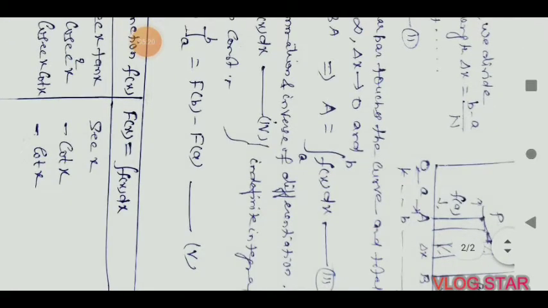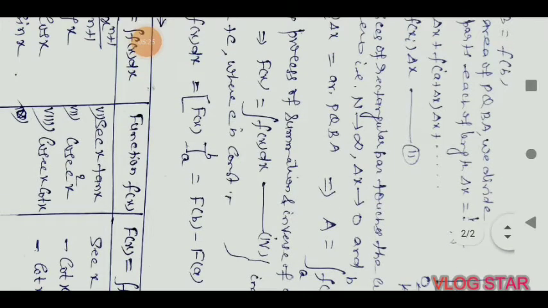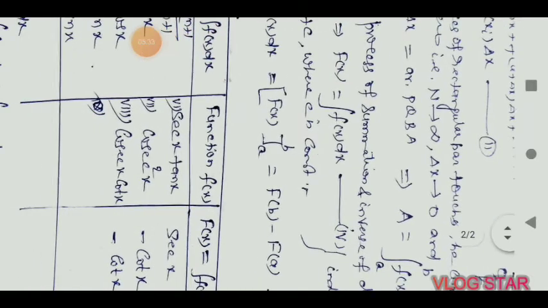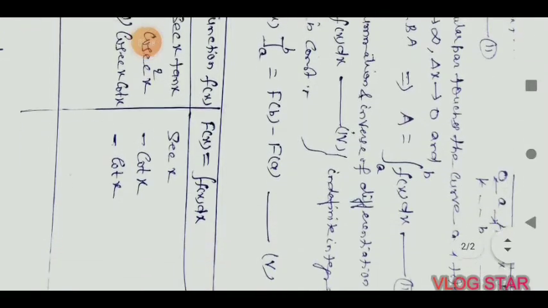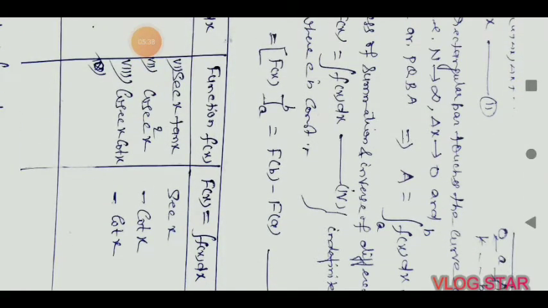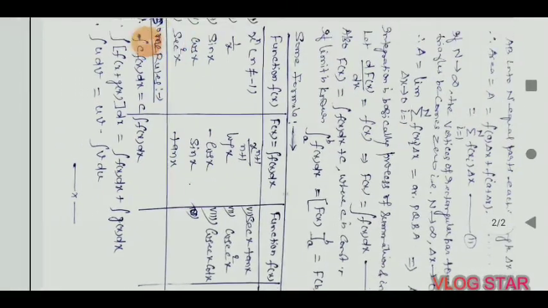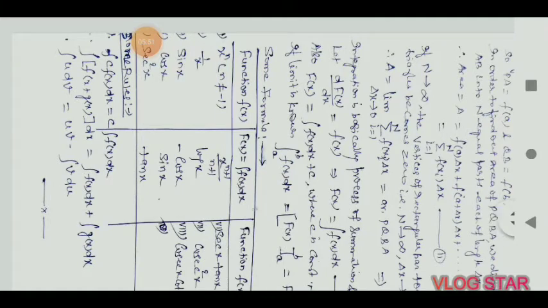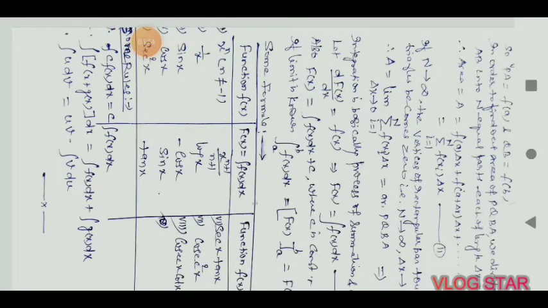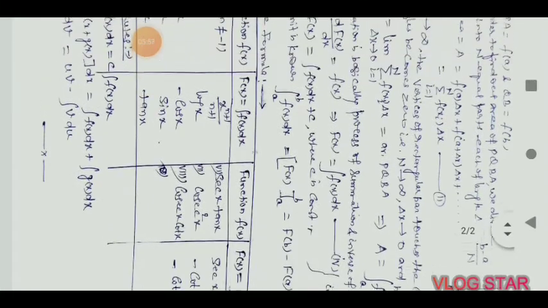In that integration, b is the upper limit and a is the lower limit. If those limits are not present, then it is indefinite integration, otherwise definite integration. For definite integration, we put the values: f(x) from a to b gives f(b) minus f(a), upper limit minus lower limit. In that way we can find out its value. Now there are some formulas that can be used to find out integration.